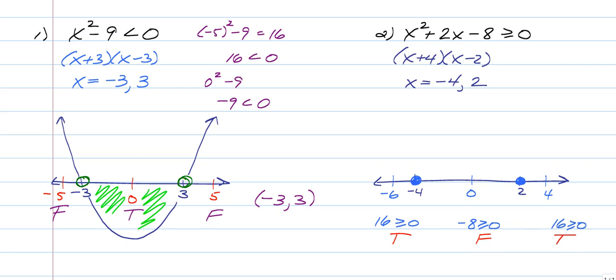So the solution that you should have come up with would have been negative infinity to negative 4, and then, of course, you're going to have your square bracket because the negative 4 is included. And then it's false in between. And then it's true from 2 to infinity. Okay? If you would have said x is less than or equal to negative 4 and/or x is greater than or equal to 2, that would have been fine. This is just interval notation.